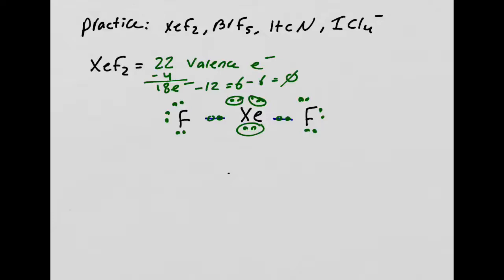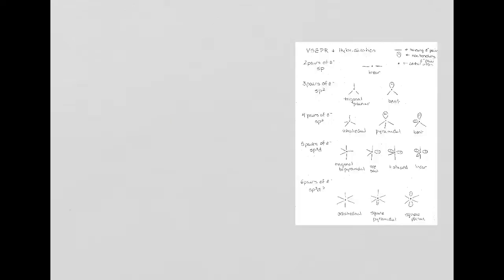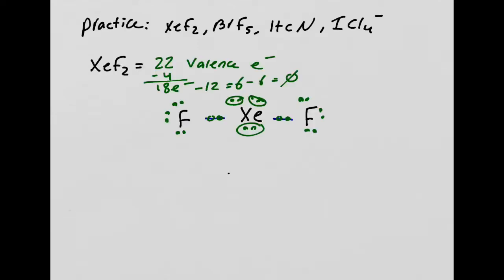So as we said, F is happy, F is happy. Is xenon happy? It has 1, 2, 3, 4, 5, 6, 7, 8, 9, 10. It is more than happy. It has 10 electrons, and we said it's okay to have more than 8 as long as you're not on the second row of the periodic table. What is the geometry? Here's the VSEPR geometry. The geometry is linear, because you have a center atom, 3 lone pairs, and 2 bonds. So the geometry is linear.